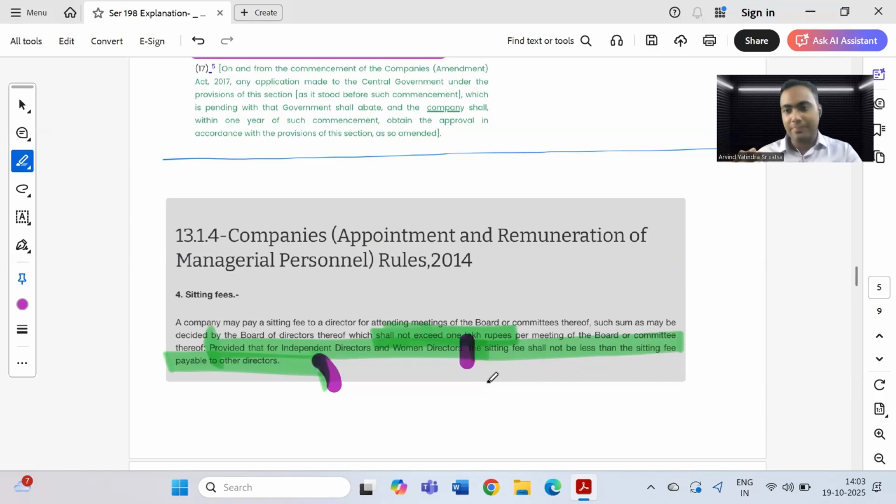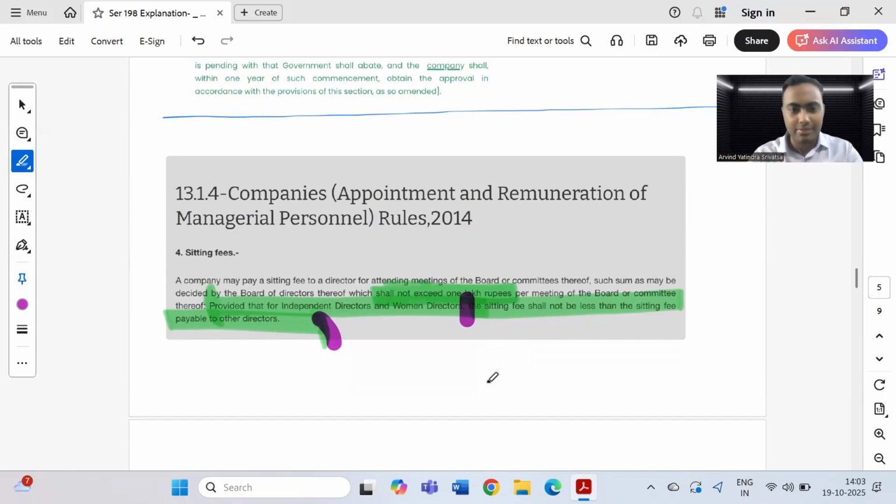So they want to respect them, and they are saying, boss, if you are giving 80,000 to your MD, for example, as sitting fees, you should at least be giving 80,000 to your independent directors and women directors. If not more, give them 85,000, give them 90,000, or even 1 lakh. Just ensure that it does not exceed 1 lakh, right? I hope that is very clear.